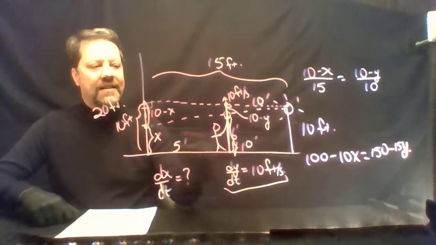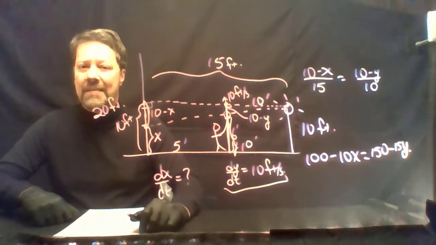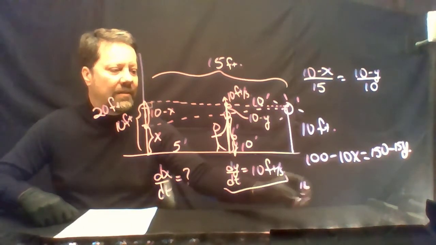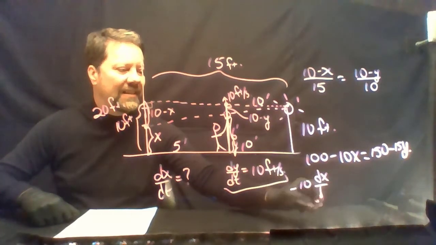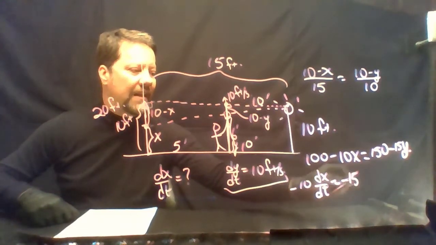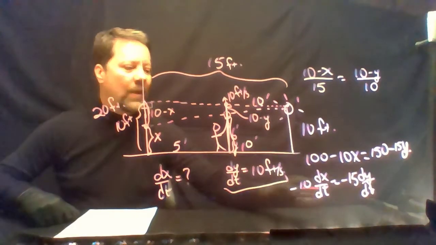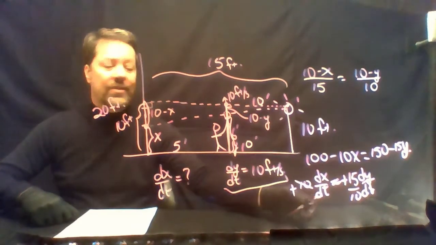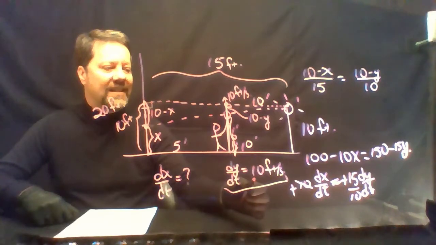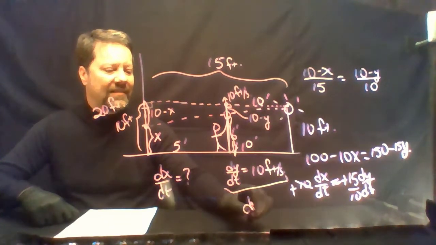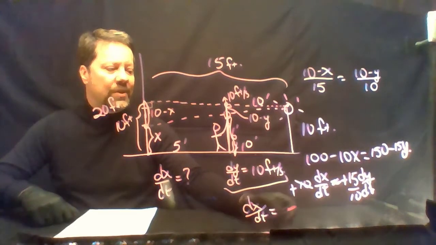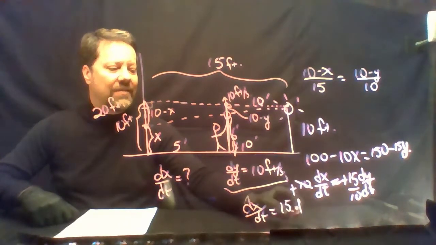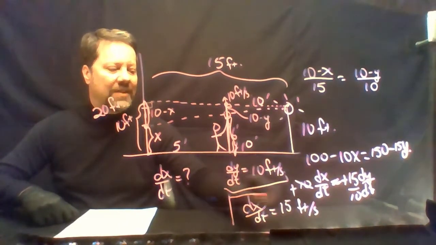Keep in mind that both x and y are functions of time. We can take the derivative on both sides of this equation. We'll get negative 10 dx/dt equals negative 15 dy/dt. We can cancel a negative from each side and divide by 10 to solve for dx/dt, knowing that dy/dt is 10. dx/dt, which is what we seek, is 15/10 times 10, which gives you 15 feet per second.